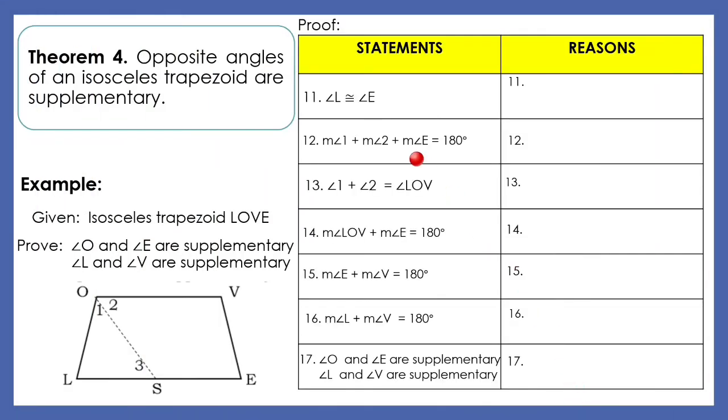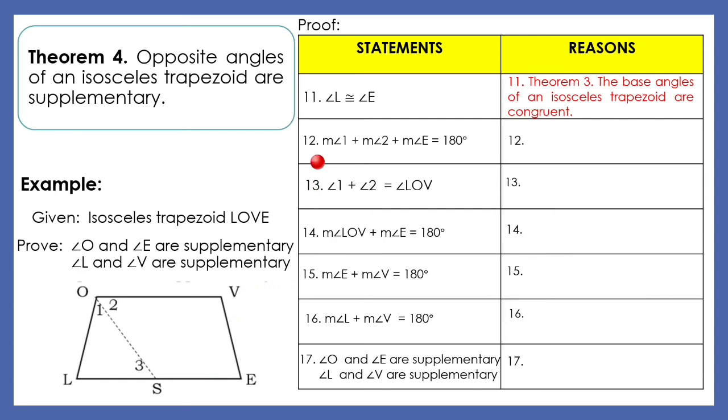We have statement number 11. Angle L is congruent to angle E. This is our angle L and this is our angle E. They are congruent by our first theorem kanina. So, the base angles of an isosceles trapezoid are congruent. So, angle L and angle E are base angles.